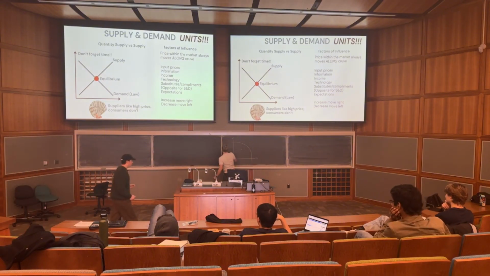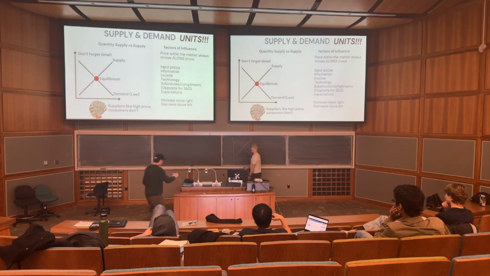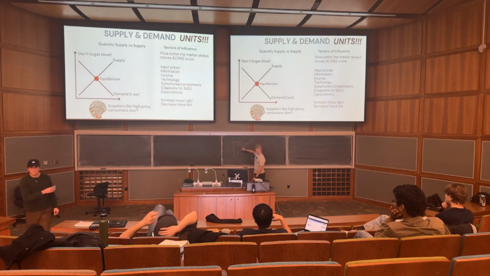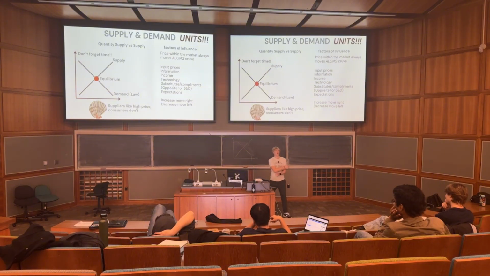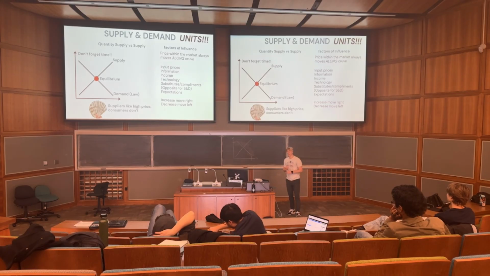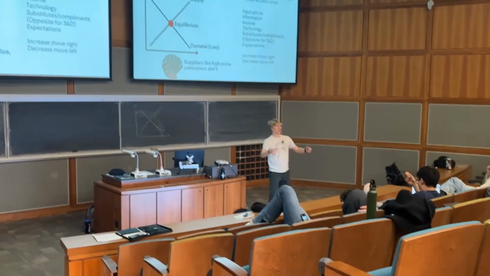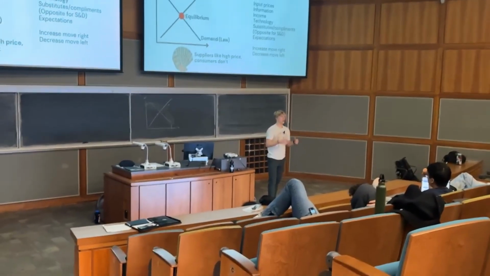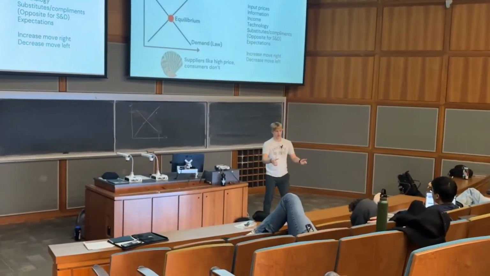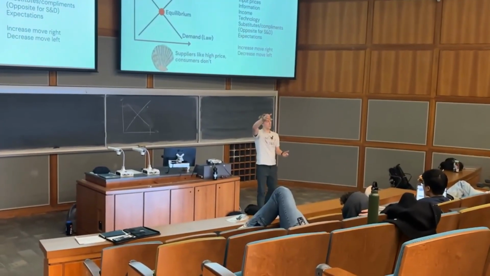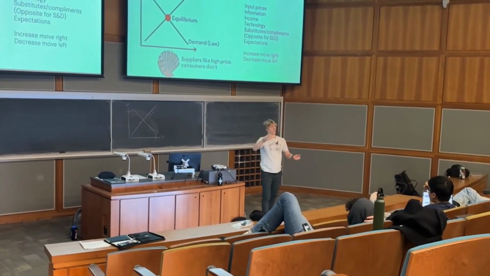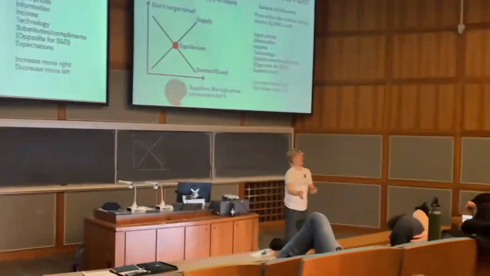So if we had 2 curves here and you're changing the price, you're not moving the curves, you're only moving along the curves. But the things that can shift the curves are everything else. So you have input prices, information, technology, substitutes, and complements. This is an important one. Let's say you have hot dogs and hamburgers. Those would be substitutes. If the price of one substitute goes up, the demand for the other one would go up because it's an alternative.